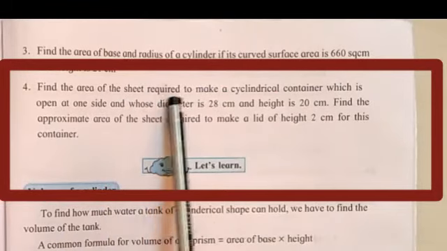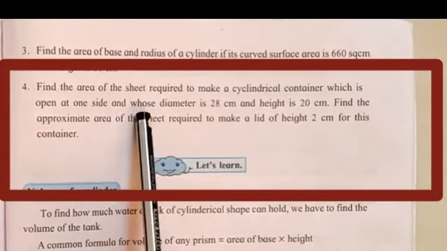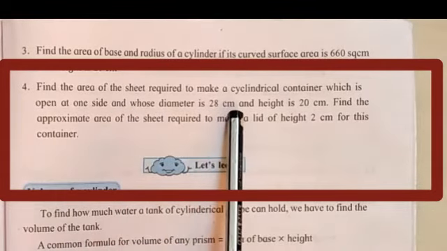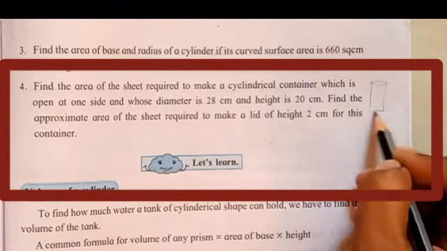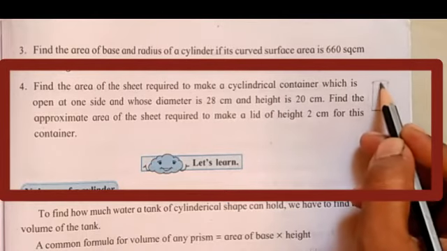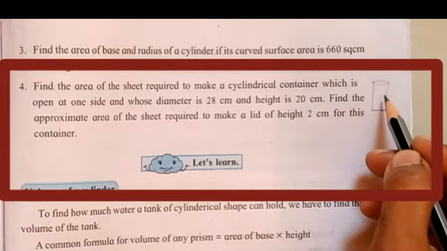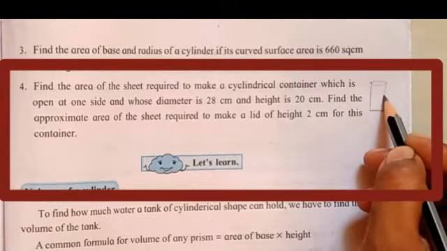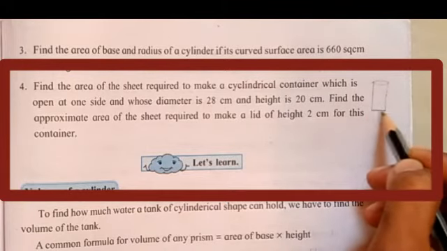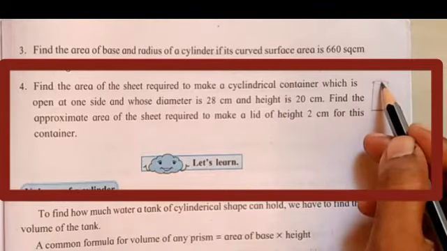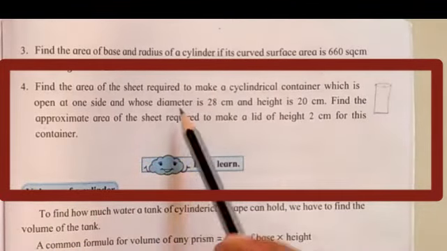Find the area of the sheet required to make a cylindrical container which is open at one side and whose diameter is 28 centimeter. Suppose it is a type of cylindrical container which is closed at the bottom and open at one side. It means if we calculate the total surface area, then at that time we have to look at the circumference of the circle, that is the curved surface area, and only the bottom area, not the upper section which is open. Got it, students? Let's see what else is given.